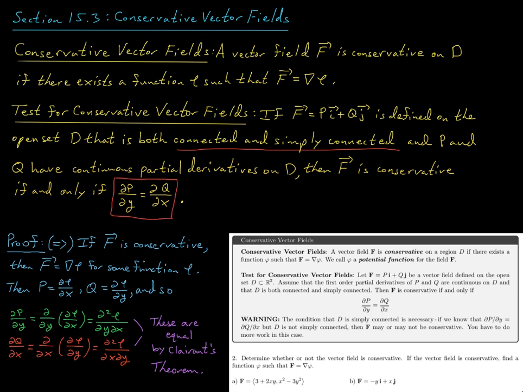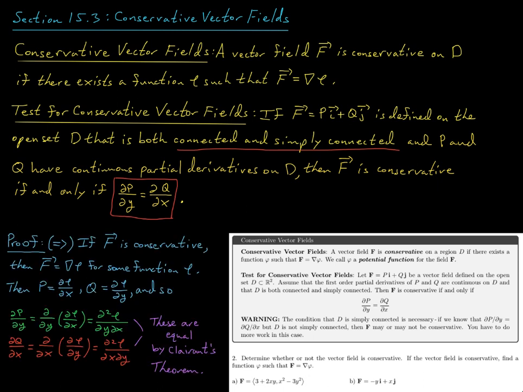if our vector field is conservative. Now going the other direction, if we know this derivative condition holds, how do we then prove that f is conservative? Well, I'm not going to prove that in this video, but there is at least a sketch of the proof in the text if you'd like to check that out.